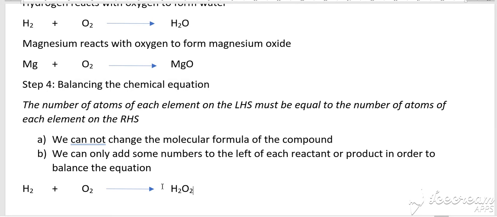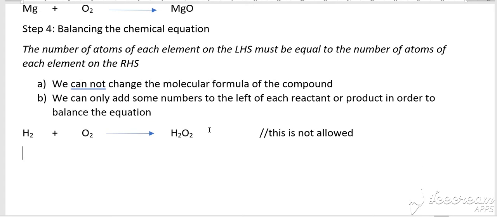Two atoms of hydrogen here, two atoms of hydrogen here, two atoms of oxygen here, and here also two atoms of oxygen. But this is not allowed. Why? Because it violates rule number 1, which says that we cannot change the molecular formula of the compound. If we write 2 over here, we are changing the molecular formula. So this thing we cannot do because the molecular formula is getting changed. And why we should not change the molecular formula? Because this thing is not water, right?